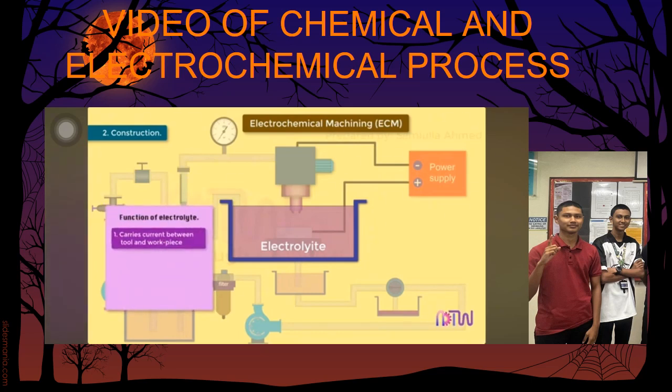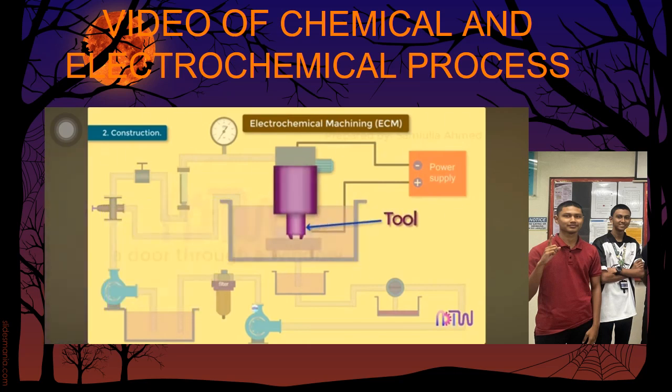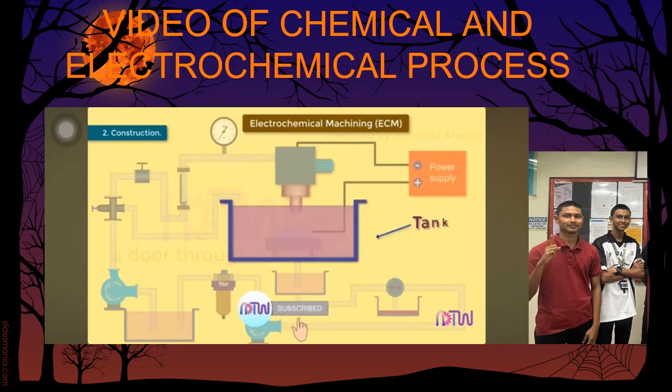It carries the current between the tool and the workpiece. It removes the products of the reaction from the inter-electrode gap, and it removes the heat produced from the passage of the current. Tool. Tool is a replica of the shape required on the workpiece. Tank. This holds the electrolyte in which the tool and workpiece are immersed.